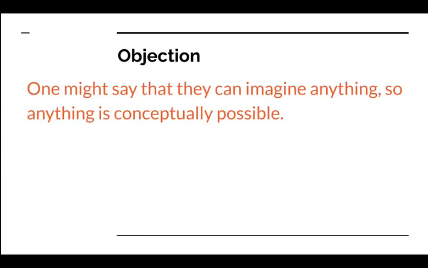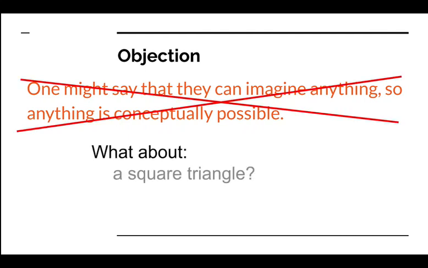So let me give you a quick objection that I've heard before, just to take care of this right now. One might say that they can imagine anything, so anything is conceptually possible. They're wrong. So think about this. Think about a square triangle.